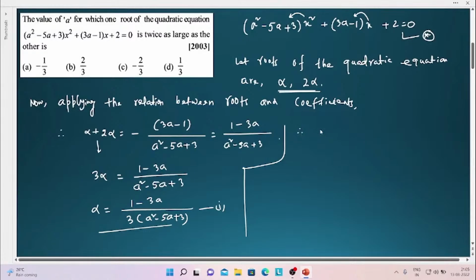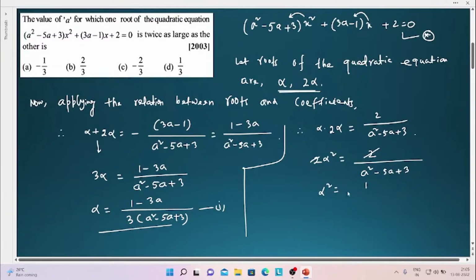So what will be the product of the roots? It will be alpha times 2 alpha, which equals c upon a. Here c means 2 and a means a square minus 5a plus 3. So it will be 2 times alpha square, which equals 2 upon a square minus 5a plus 3. Here 2 will be cancelled out, and we will get alpha square equals 1 upon a square minus 5a plus 3. So here we have got alpha, and here we have got alpha square. So we can put alpha into alpha square, because we have to find the value of a.